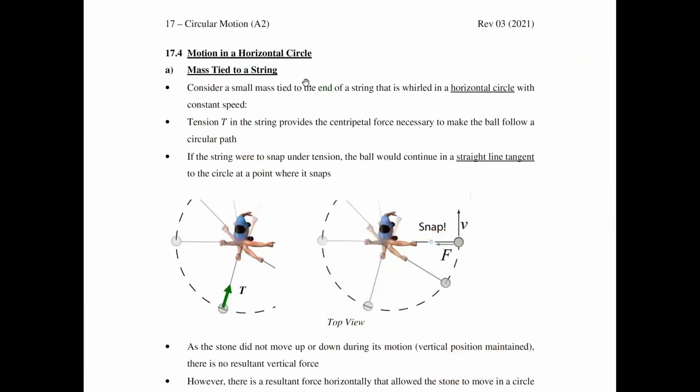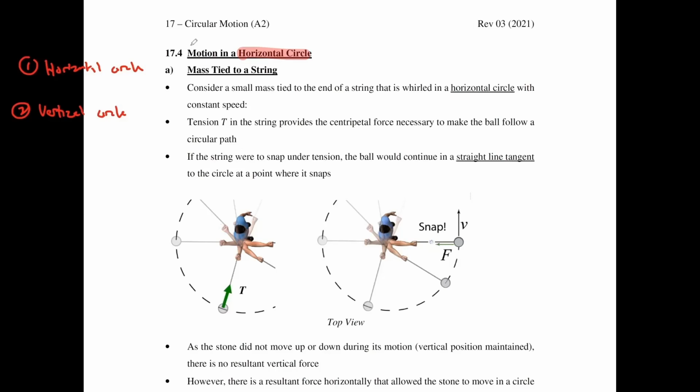Let's go through some examples of circular motion. When something moves in a circle, there are actually only two cases. You either have something moving in a horizontal circle or something moving in a vertical circle. Okay, so the first example we go through today is for motion in a horizontal circle.